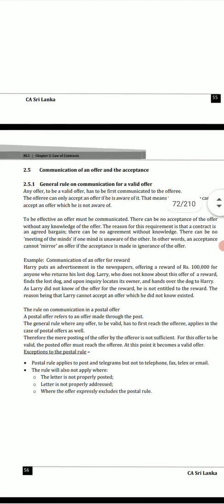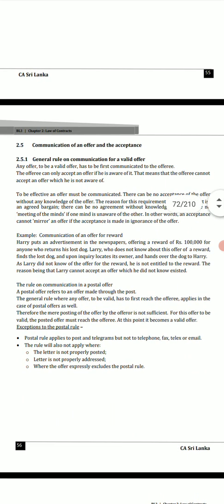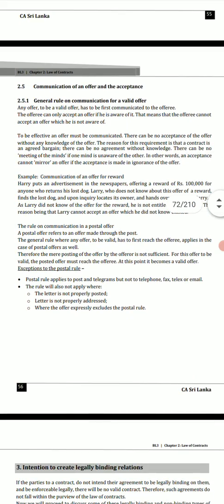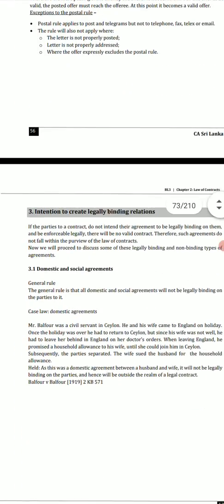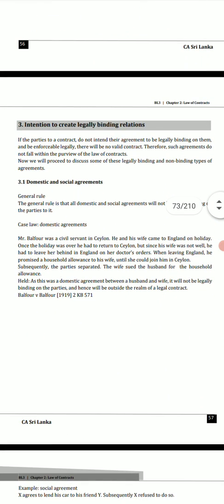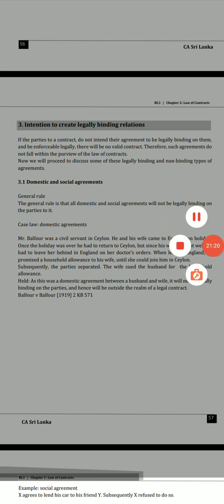So, communication of an offer and acceptance. The general rule on communication for a valid offer: any offer to be valid has to be communicated to the offeree. Yes, like I said before. So it's the same for a reward and a postal offer, pretty much the same thing. The third element is the intention to create legally binding relationships.